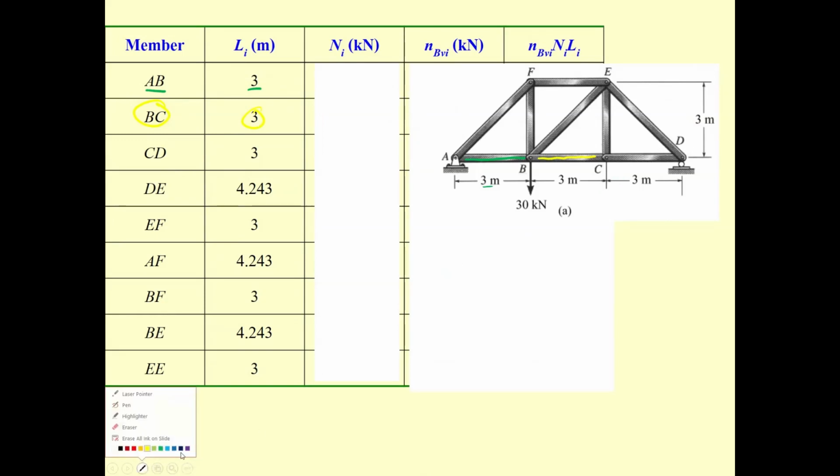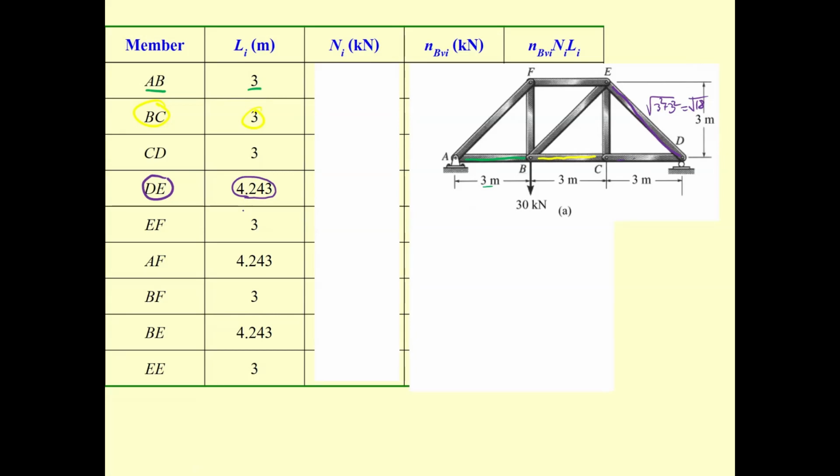And for DE, just take this one. DE is here. This is 3 meters, so this is going to be the square root of 3 meters times 3 meters. It's going to be the square root of 18. You got this one, 4.243. And do everything the same.